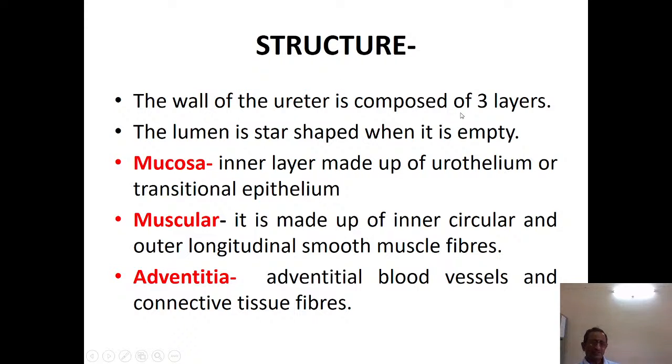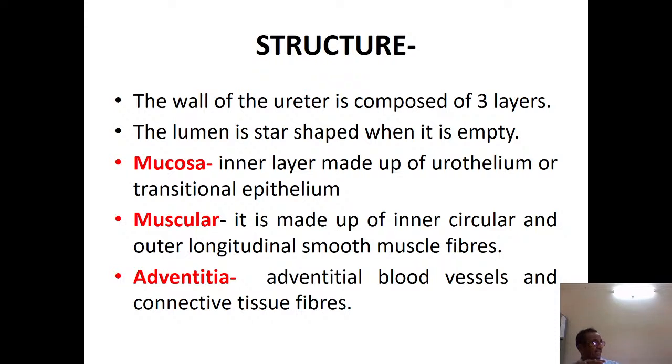The wall of the ureter is composed of three layers. The lumen is star-shaped when it is empty. Mucosa is the inner layer made up of urothelium, a transitional epithelium. The mucosa of the ureter and of course the urinary bladder are all made up of urothelium. What is this urothelium? It is a transitional epithelium. I think you still remember the epithelia you have read.